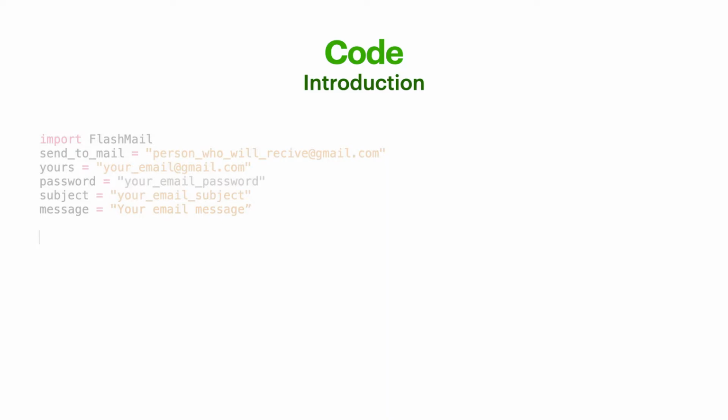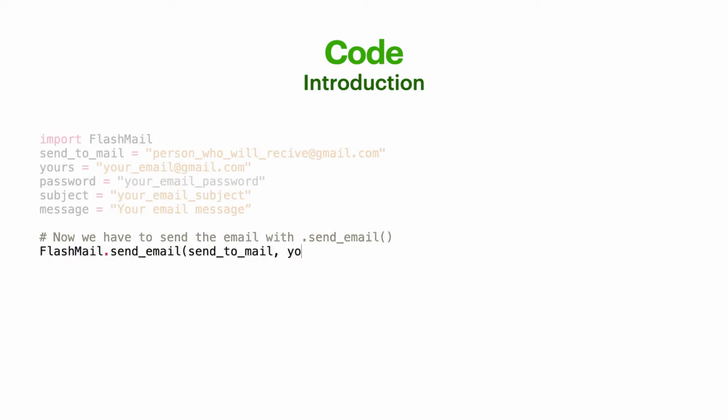And then you have to send the email using the send email function in FlashMail. So you can say flashmail.send email and pass in those parameters as arguments. And it's that easy to send an email with FlashMail. Technically, it's like one line of code if you're excluding the necessary stuff that you have to do, but it's really amazing.